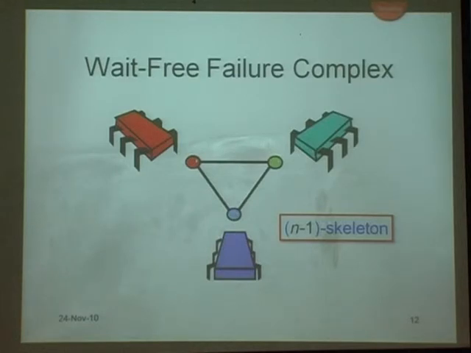You can't fail all three of them, but you can fail any two out of the three, and that's the one skeleton of the two simplex. So basically, the n-1 skeleton is the wait-free failure complex. Yeah. What if the red and green fail, or the blue fails, then it's disconnected? Then what would happen is that you would have an edge between these two guys because that's a failure set. This vertex would be isolated, so then it would be disconnected. Yeah.